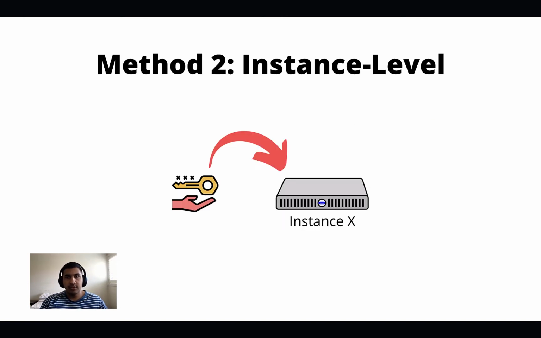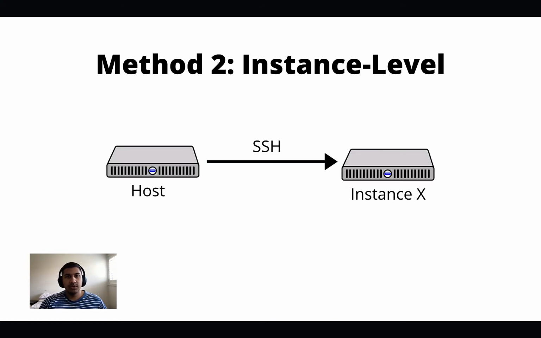In the second method, it's at the instance level, and basically you add your public key onto the instance that you want to SSH into. This way, you can SSH directly from your host into that specific instance, and this means that you can't SSH into the other instances that don't have this public key. So I hope this gave you a broad level overview of the methods available. So let's get started on how you can go about doing this.